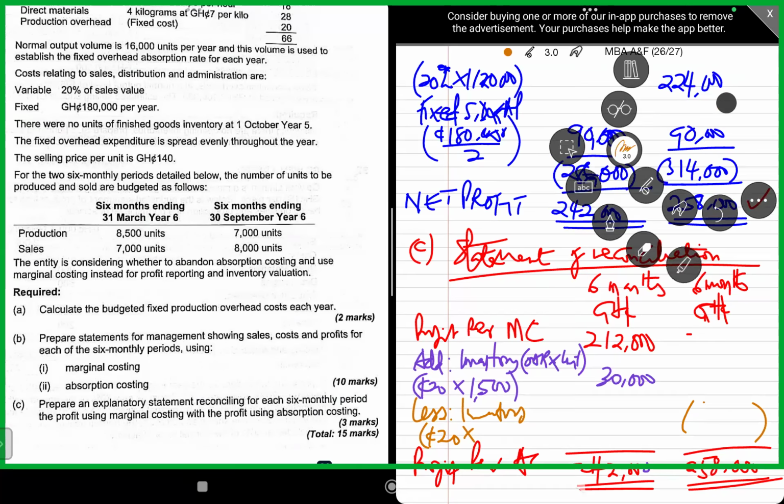So what should be down to 278 before we get 258? We have to less inventory. So when we less, what figure do we arrive at? 20,000. You less 20,000, then divided by 20. What do we have? 10,000.